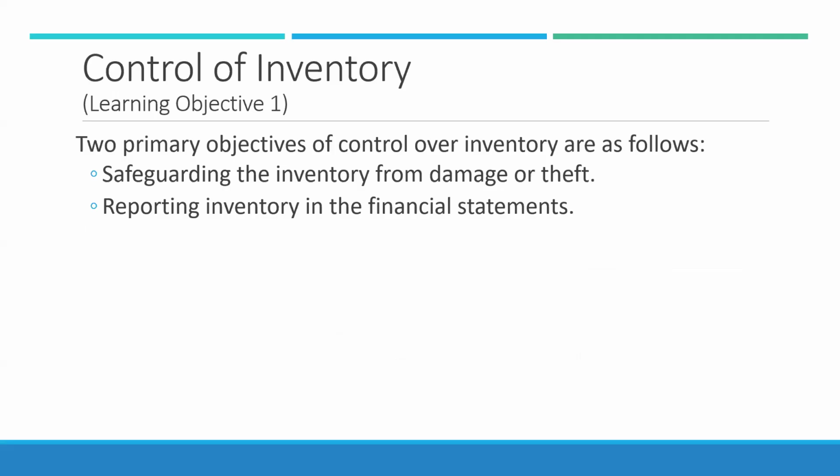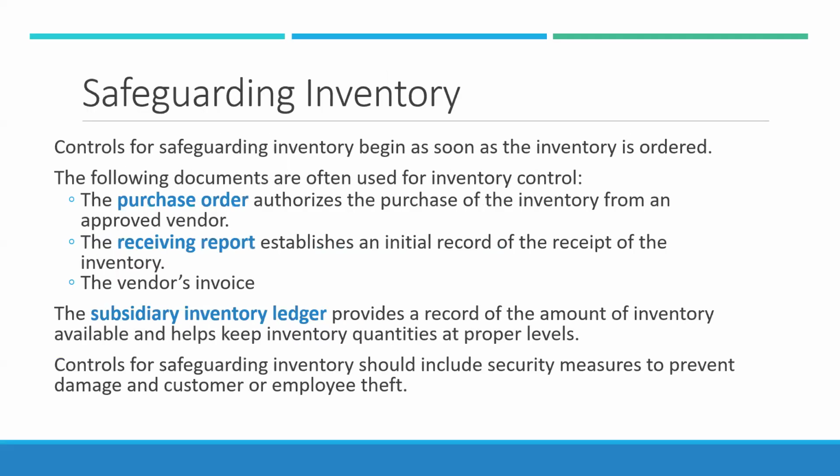As far as the controls over inventory, there are the physical controls for the business, safeguarding it from damage or theft. And then there are the reporting controls, which, as accountants, I think we focus a lot more on than the physical controls. Physical control of the inventory is just making sure it's not stolen, not damaged.